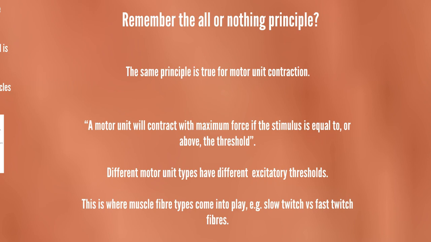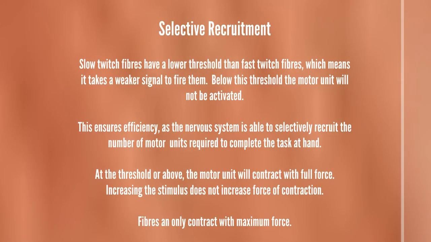So slow twitch fibers have a lower threshold for electricity, meaning that it takes less electricity to get them to fire. And that's how we send graded impulses down our motor neurons. So first the body typically will choose slow twitch and try to get the job done with slow twitch so that it doesn't waste a whole lot of energy and effort. If that's not enough, then the body will build on that force from the slow twitch fibers by adding in our fast twitch fibers to the mix. And this is known as selective recruitment.